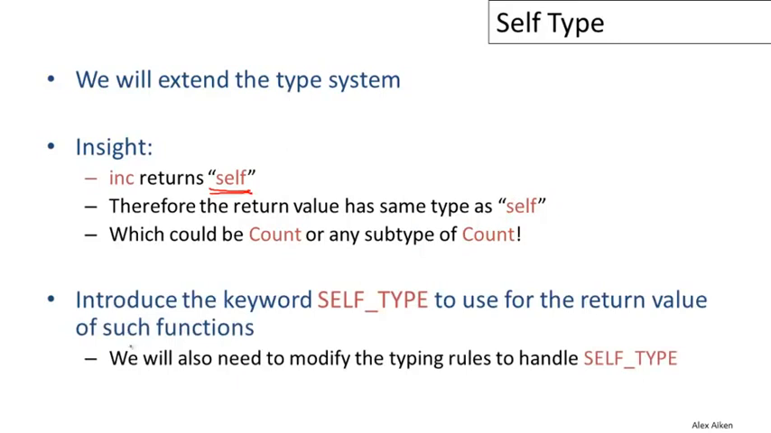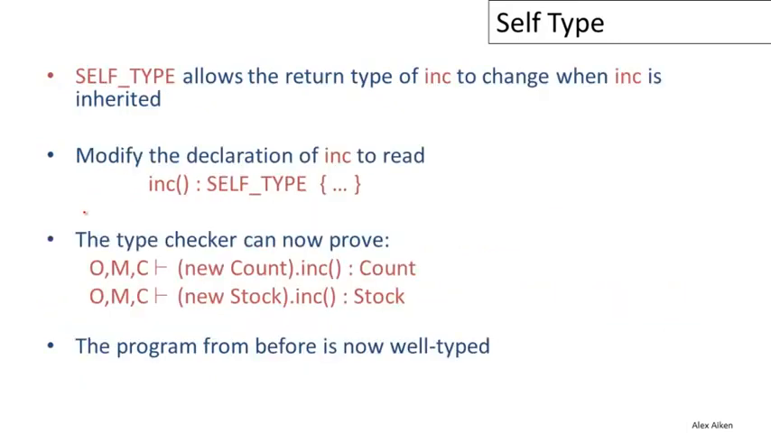And to do this, we're actually going to have to introduce a new keyword called self-type that is going to be used as the type of the return value of such functions. And we're going to have to modify our typing rules to handle this new kind of type. So the idea behind self-type is that it's going to allow the type to change when inc is inherited, or allow us to reason about how the actual return type dynamically of the increment method changes when the increment method is inherited. So we change the declaration of inc to read as follows. We declare the return type now to be self-type, meaning the return value of the increment method has whatever type is the type of the original self parameter.